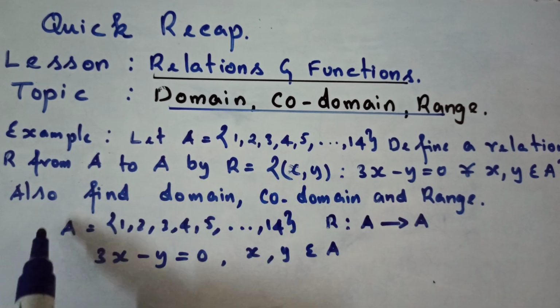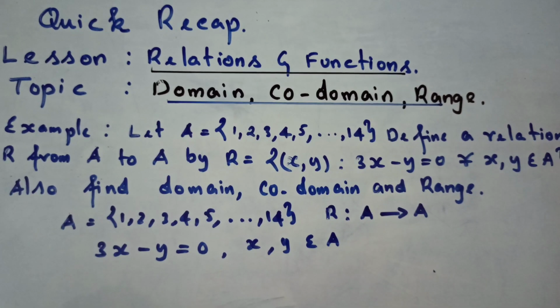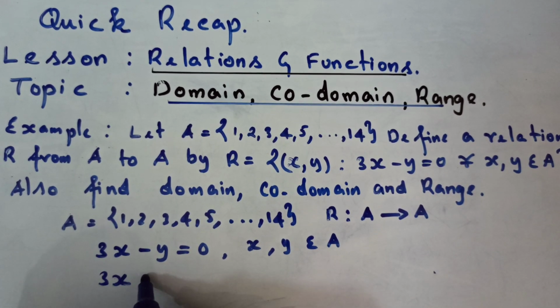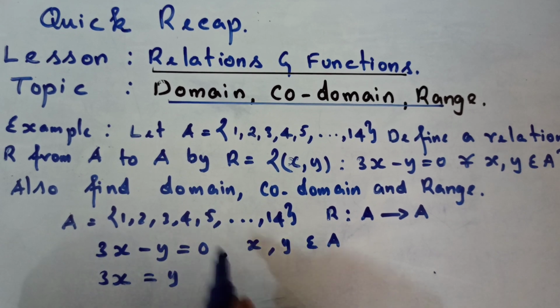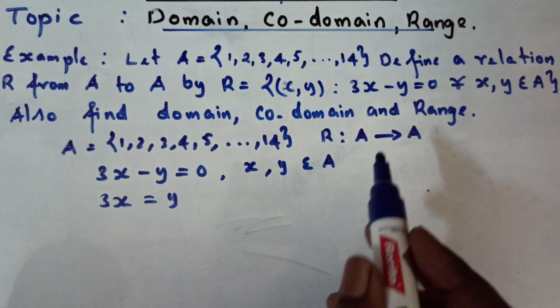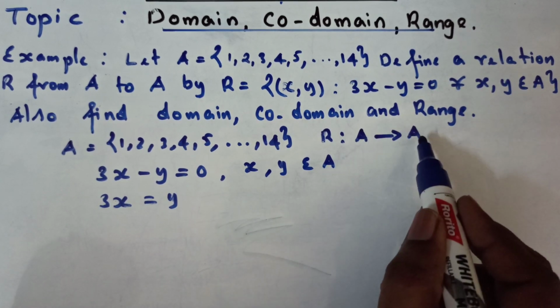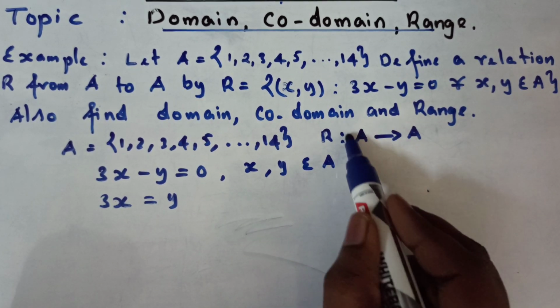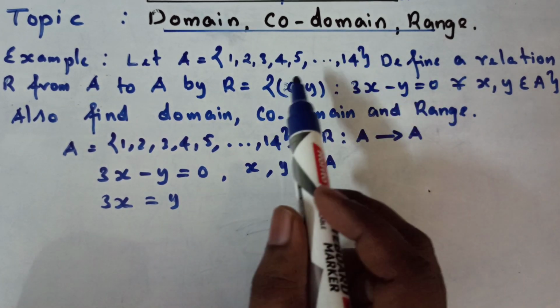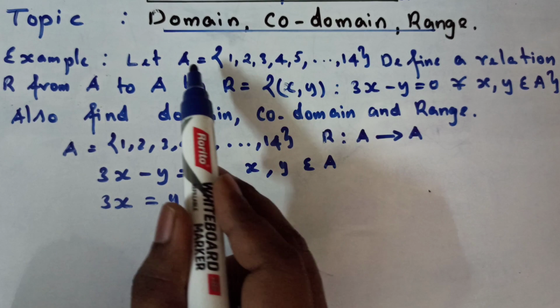Now we have collected all the information. I am going to start with the specified condition, which is 3x minus y equals 0. If you want, you can reframe it as 3x equals y, because when minus y goes over there, it becomes plus y. And the relation is from A to A, so the input value and the output value both are going to be elements of set A.